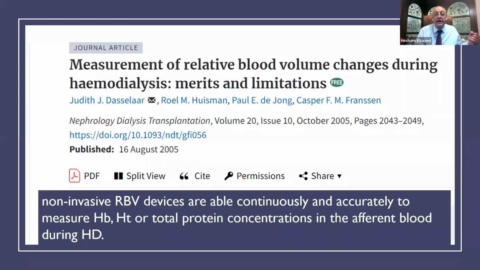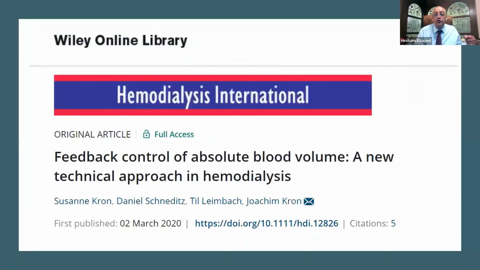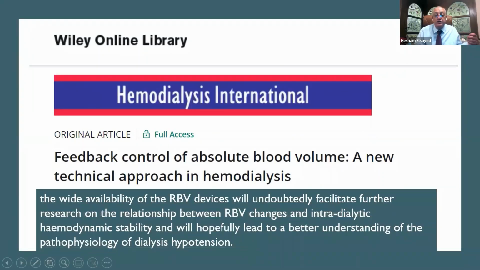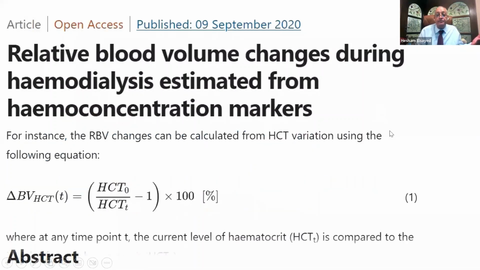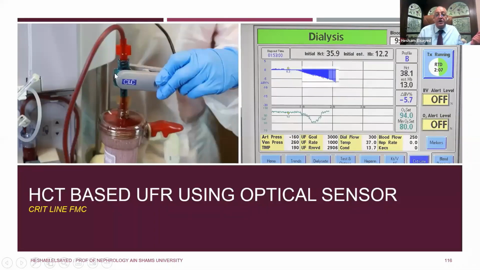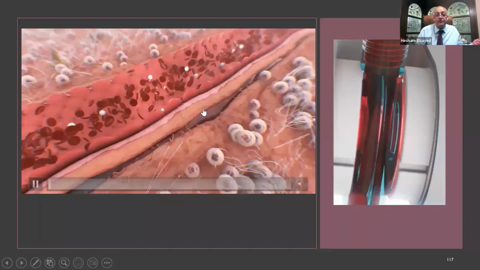instability. Relative blood volume is an online, frequent device with feedback control, and this wide use of the relative blood volume device can change the philosophy of our ultrafiltration, estimated from the hemoconcentration marker. And this hematocrit-based ultrafiltration is commonly used, depending on online measurements of blood hematocrit, and on a graph, you can record as well patient blood pressure symptoms.